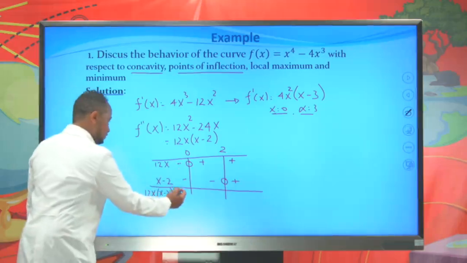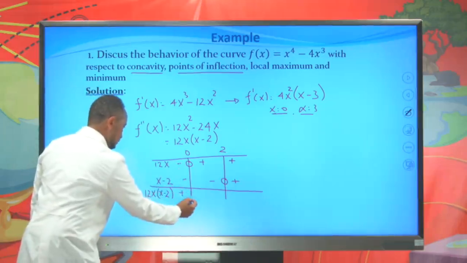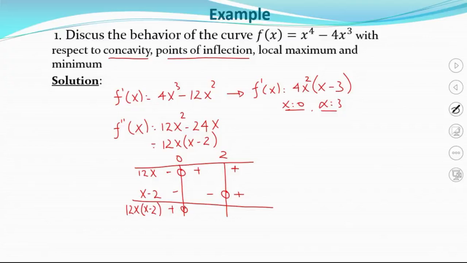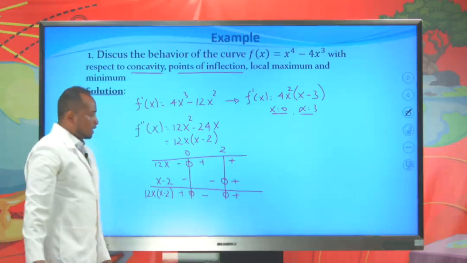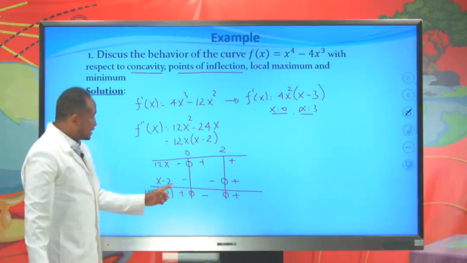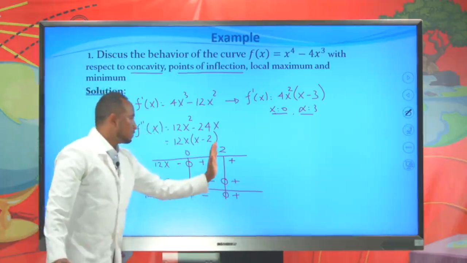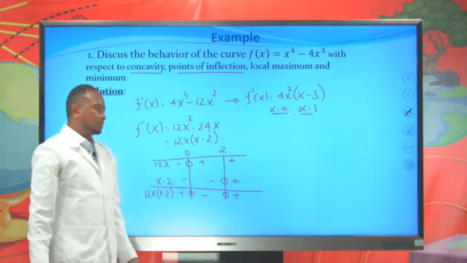The product of these two is positive. Here it is 0. This one is negative. This point is 0. The product of the two is positive. So from this, you can see that the second derivative of this function is positive for x greater than 2 and less than 0.